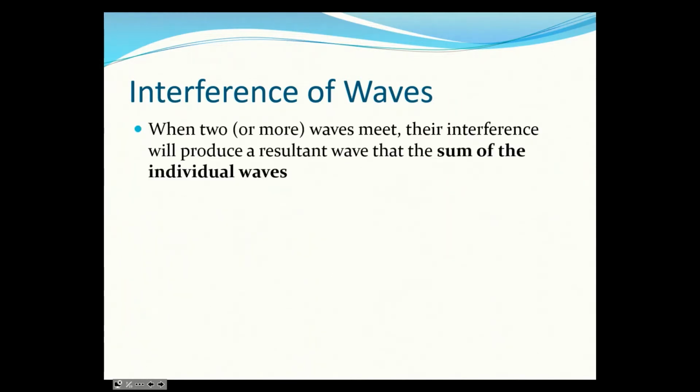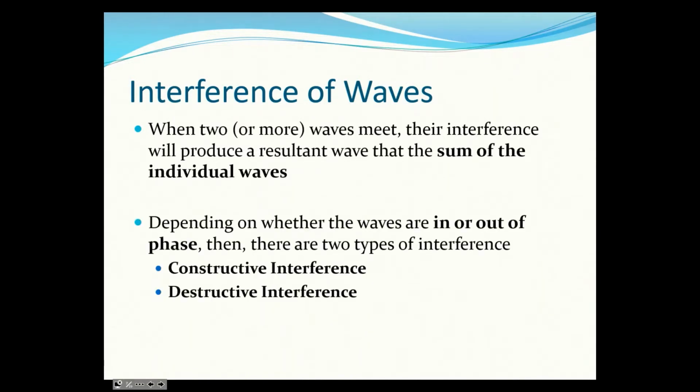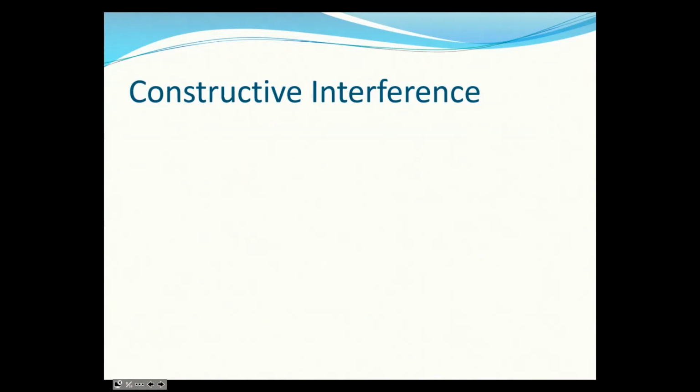So when two or more waves meet, their interference will produce a resultant wave that is the sum of the individual waves. And when we talk about the sum of the waves, we're talking about their amplitude, how high or low a wave goes. So depending on if the waves are in phase or out of phase, there are two types of interference that we can see. We can see constructive interference and we can see destructive interference. So we'll talk about constructive first.